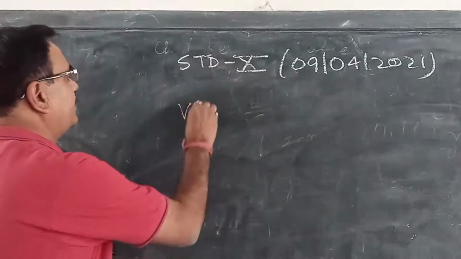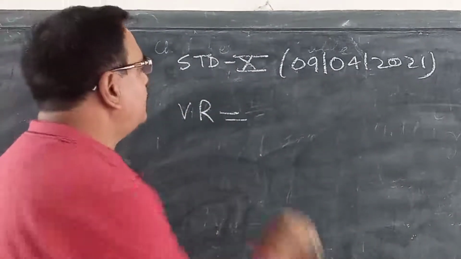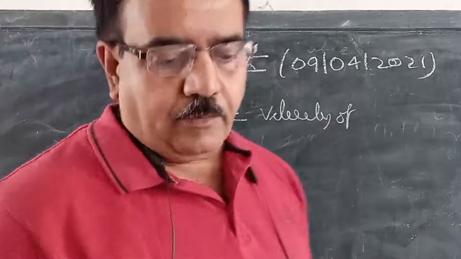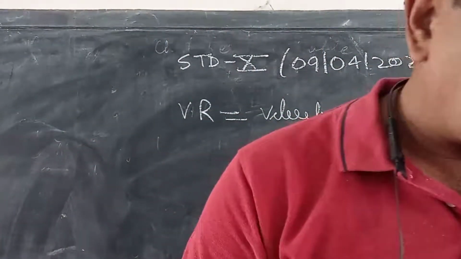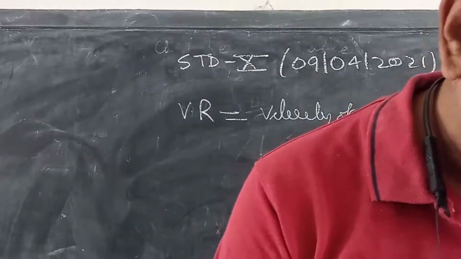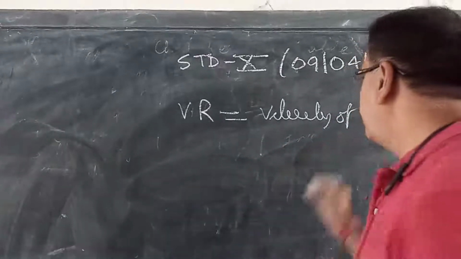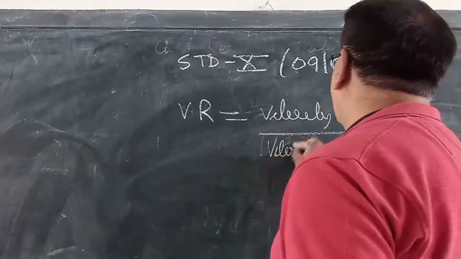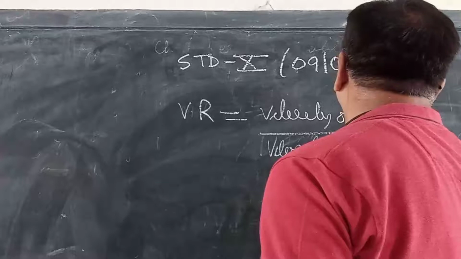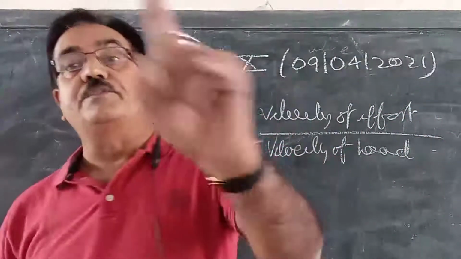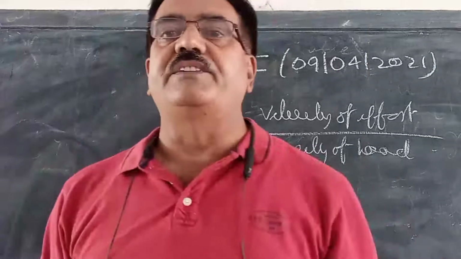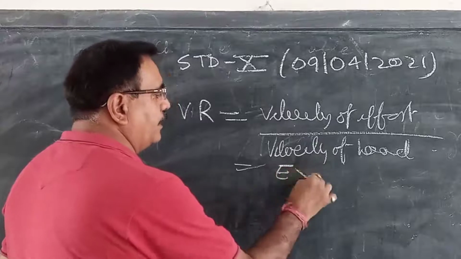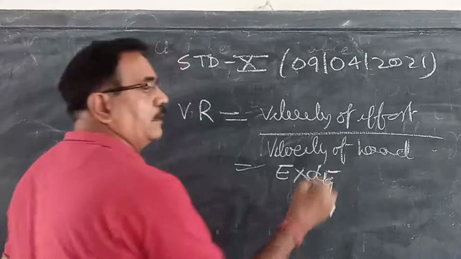Now, velocity ratio. Velocity ratio definition: the ratio of the velocity of effort to the velocity of load. Since the body's velocity is equal to displacement by time, say E is the effort and distance moved by the effort is d.